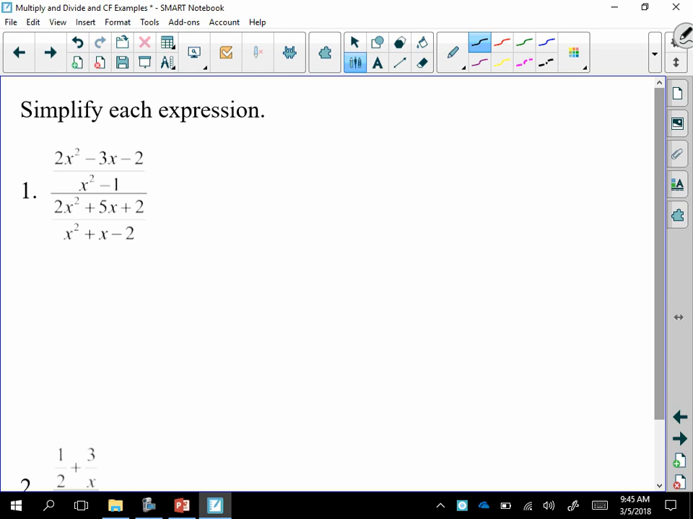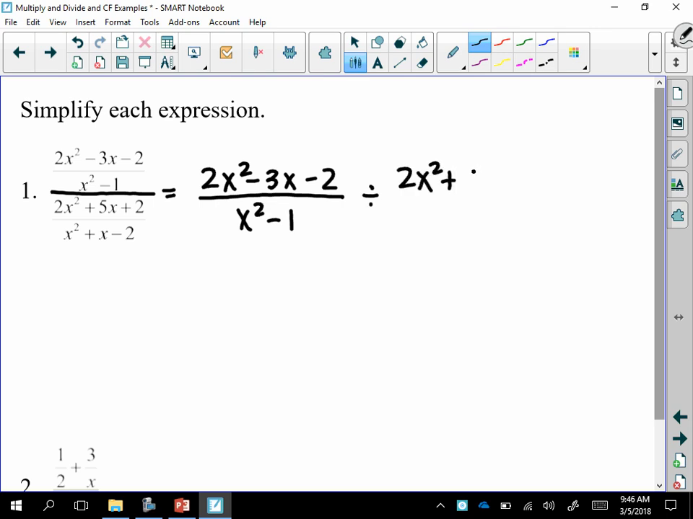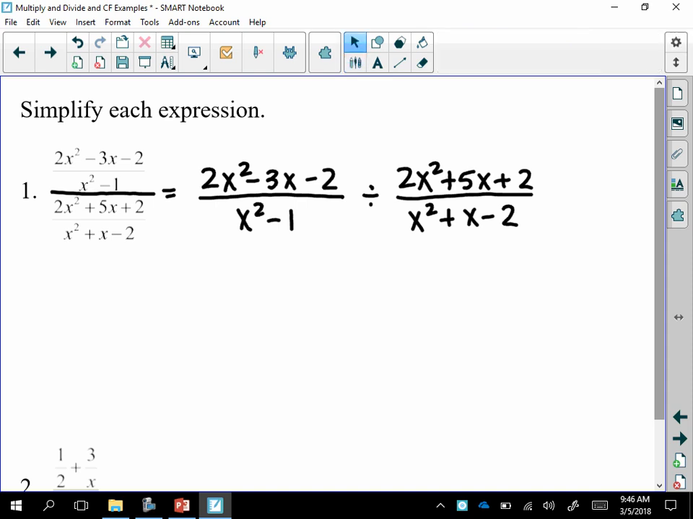here. This one's written differently, but it's still a division problem. I mean, when we have a fraction bar like this, that still means division. So if it helps, just rewrite it as the way we would traditionally write the division of two fractions. Yep. So now, why don't you try that? I'll give you a minute or two.